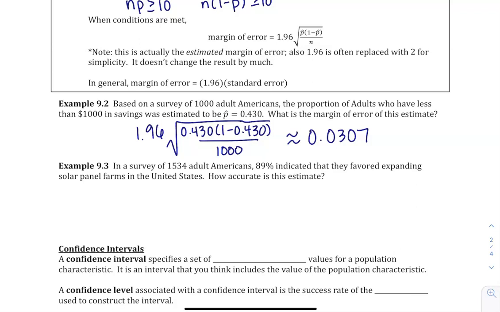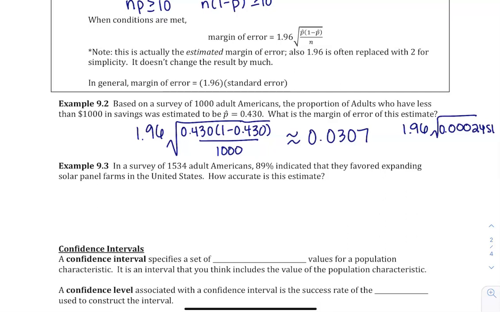Now, a note on getting this into your calculator. If you are using a graphing calculator, you should be able to get all of this in there without any problems. But if you're using a scientific calculator, you might want to do everything under the square root first. So I would simplify and see that 0.430 times 1 minus 0.430 divided by 1,000 is 0.0002451, and then take the square root and then multiply that by 1.96. Just make sure you know how to get your calculator to give you the correct answer.